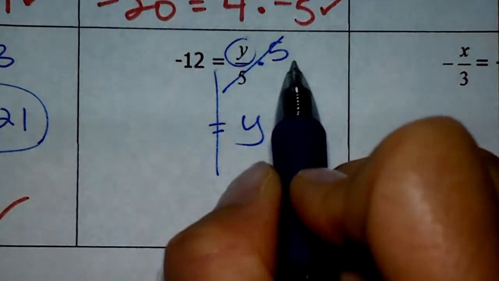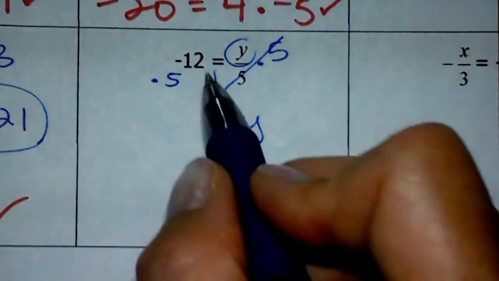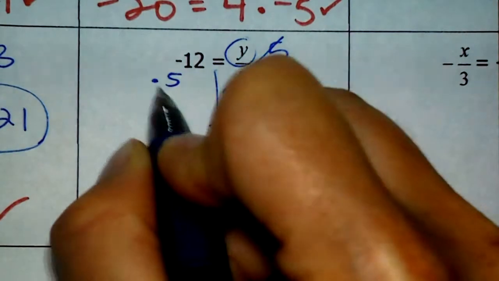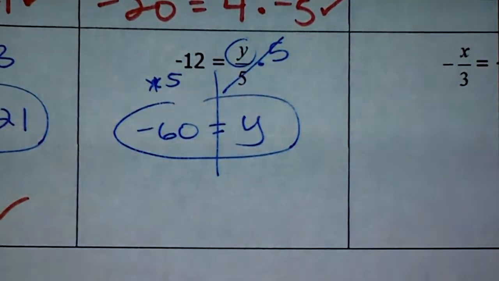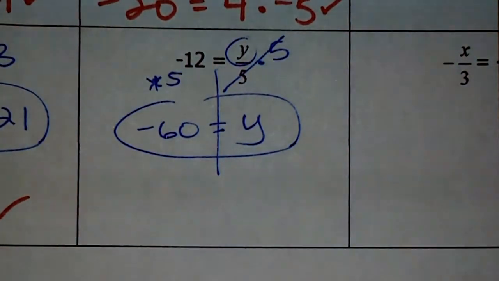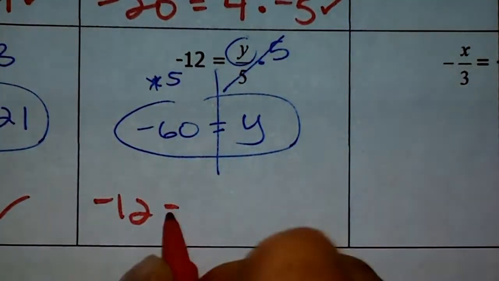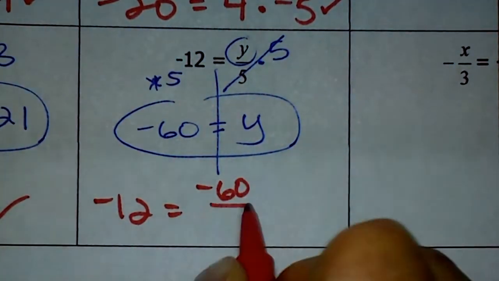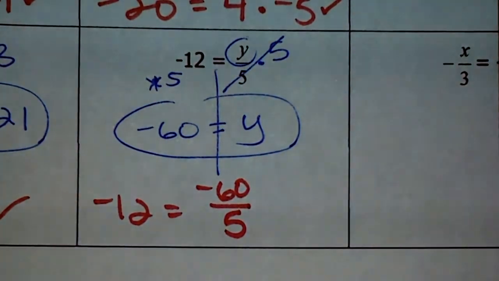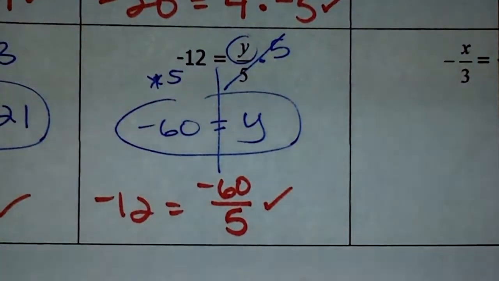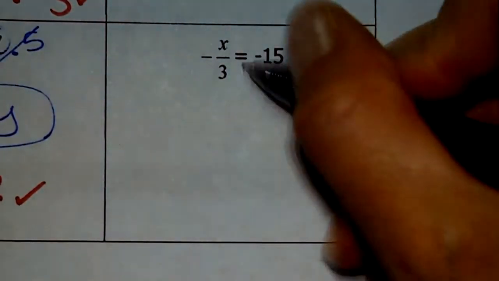If you multiply this side by 5, you need to multiply this side by 5 as well. Negative 12 times 5, that's negative 60. So we're thinking that negative 60 equals y, or y equals negative 60, same thing. If this is right, then negative 12 should equal whatever y is, which is negative 60 divided by 5. Does negative 60 divided by 5 give you negative 12? Yes.